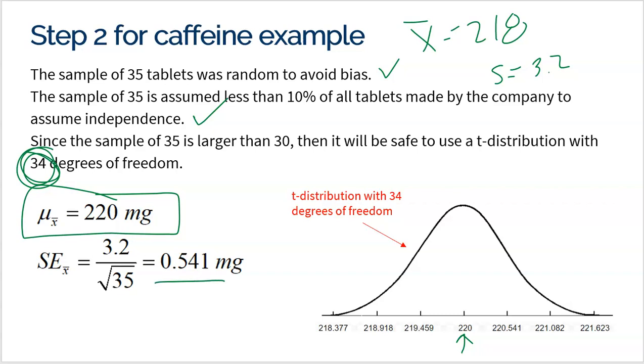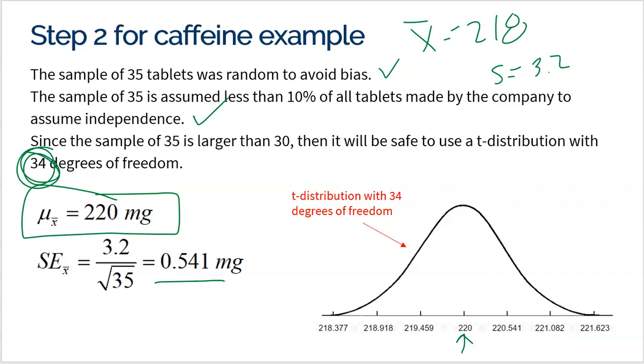So I actually drew a picture of this, right? And this is a t-distribution. I know it looks a lot like the normal distribution, but hey, that's kind of what it is. In theory, it's a little bit flatter and a little bit more spread out, but it's a lot like the normal distribution.